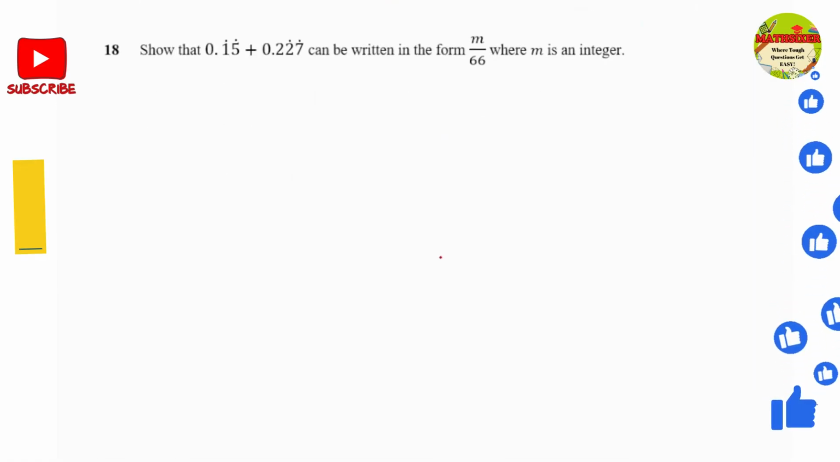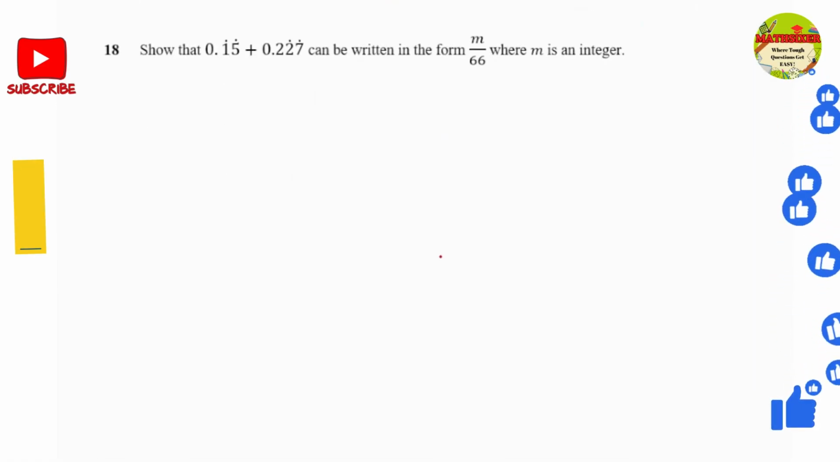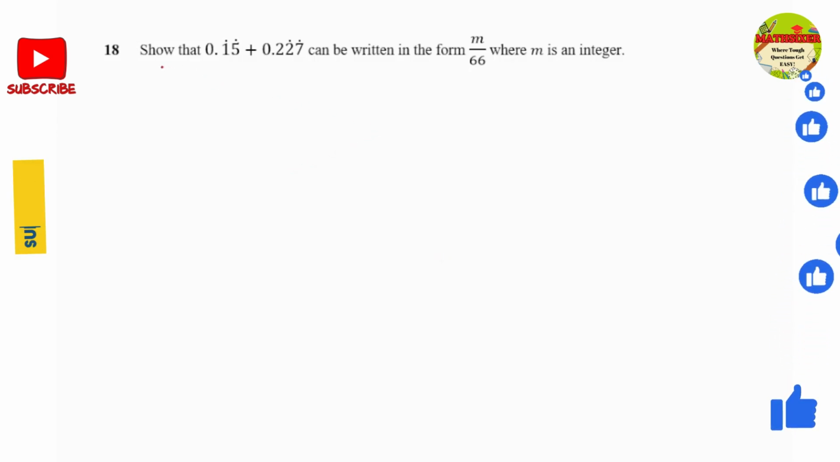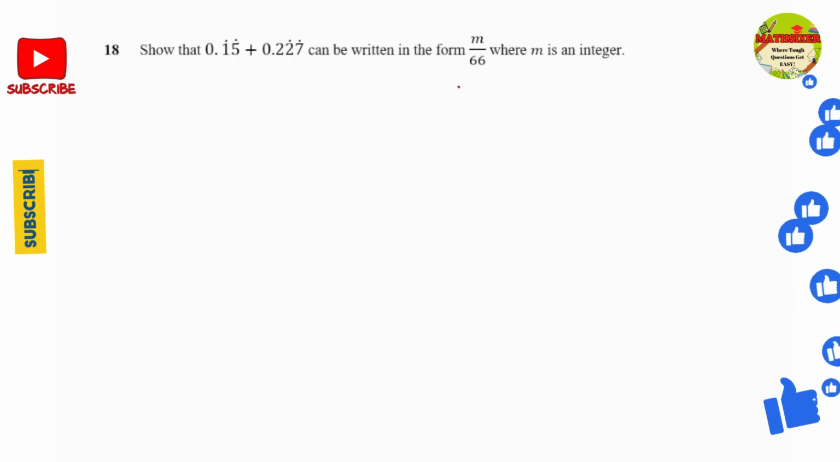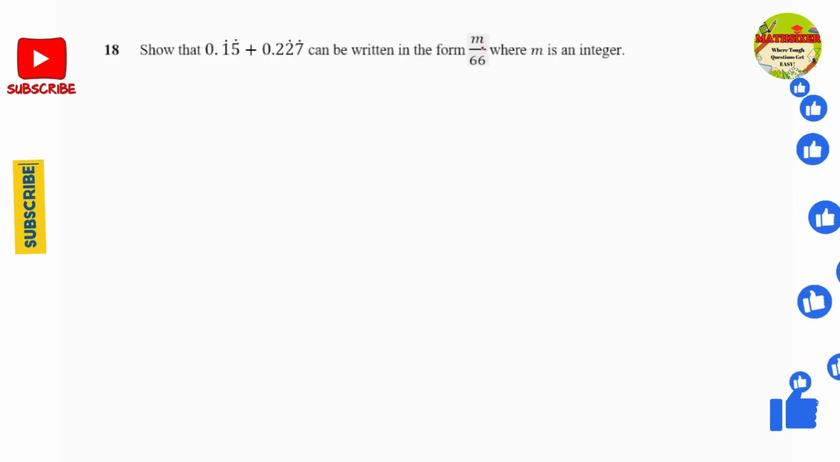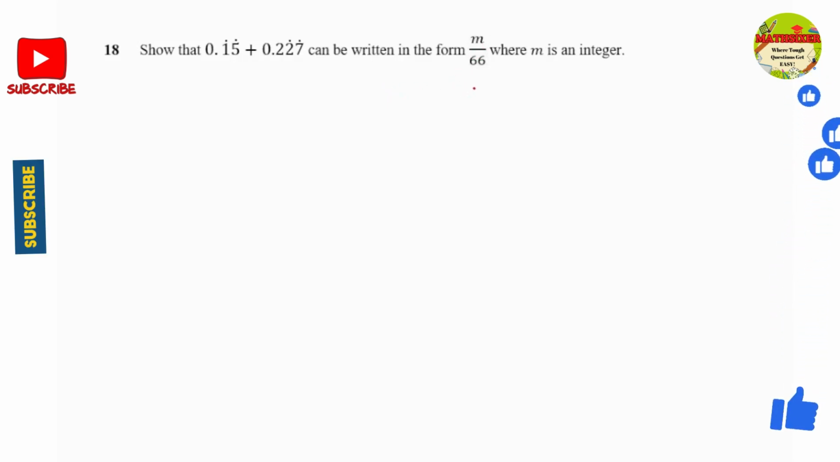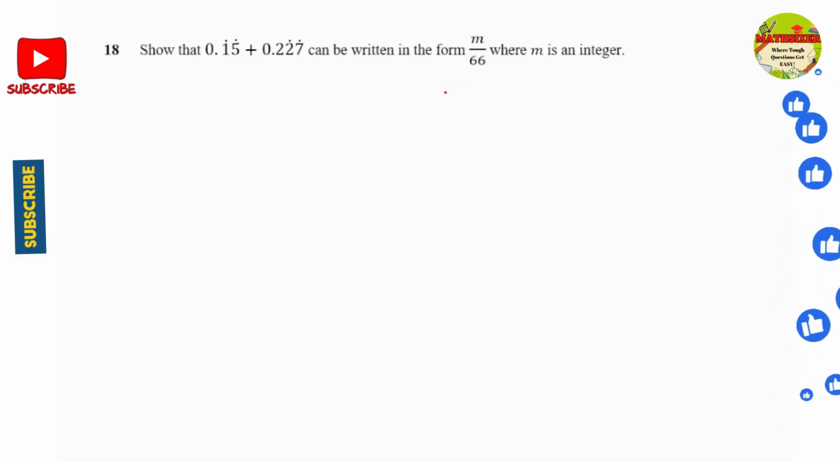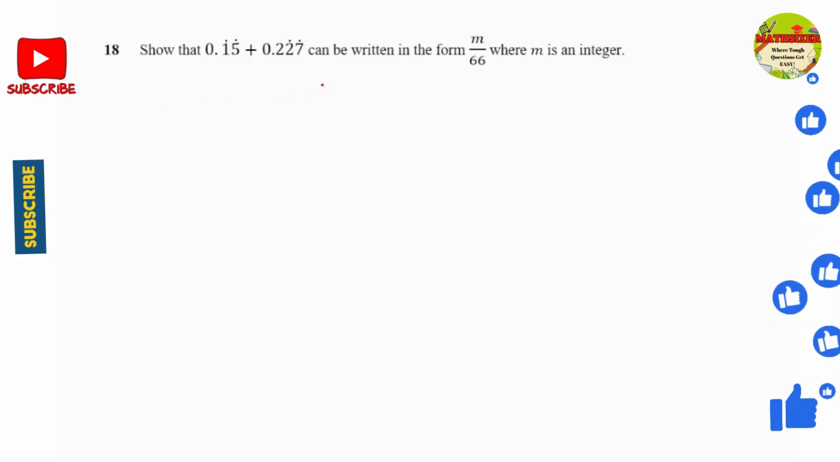Question number 18 is a bit tricky. There are so many ways to do this question. So the question says, show that this plus this can be written in the form of m over 66, where m is an integer. We need to find the value of m. So you can do this one separately and this one separately, then add them up as well.